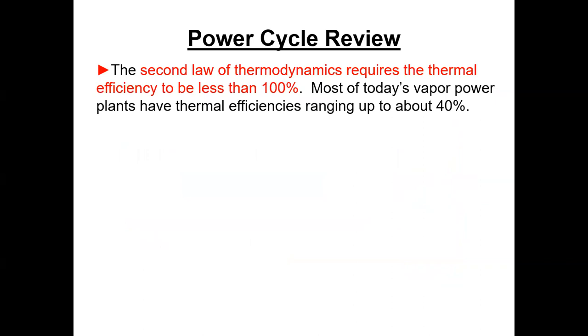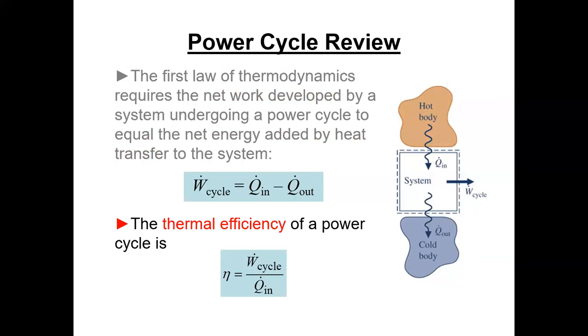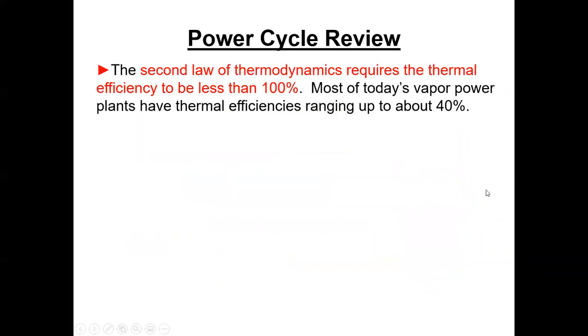Second law, if we want to remember those days, thermo requires that the thermal efficiency be less than 100%, which basically means that we have to reject some energy to the surroundings. The second law tells us we can't have 100% conversion of this heat transferred in, this Q dot in, into work. That's theoretically impossible.